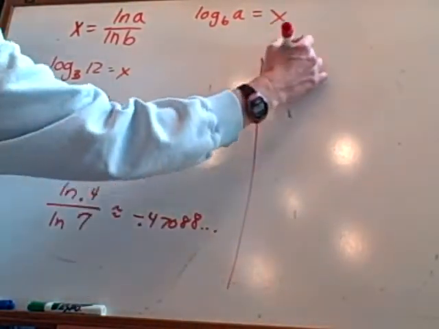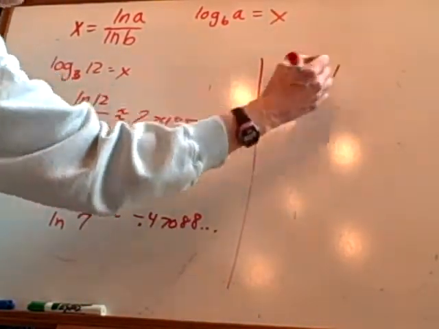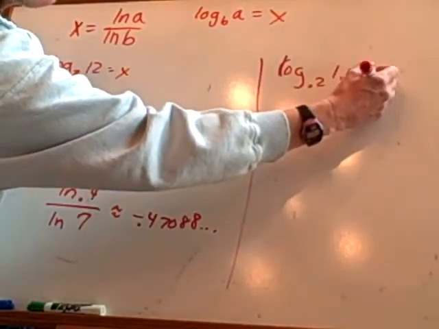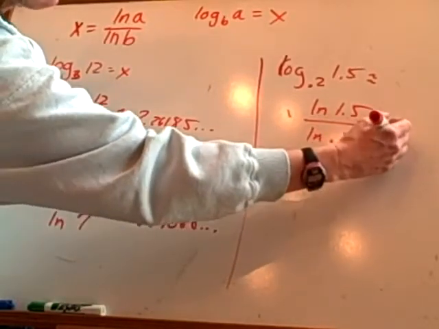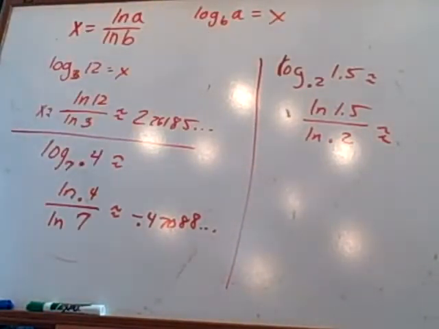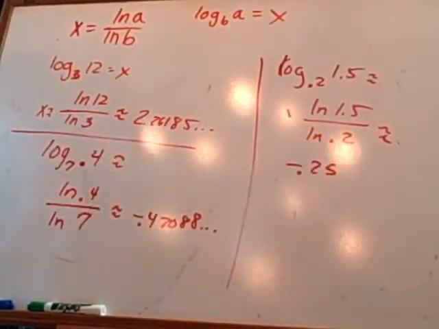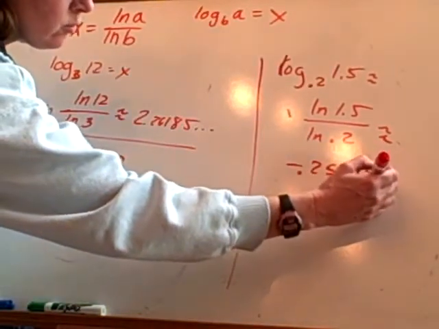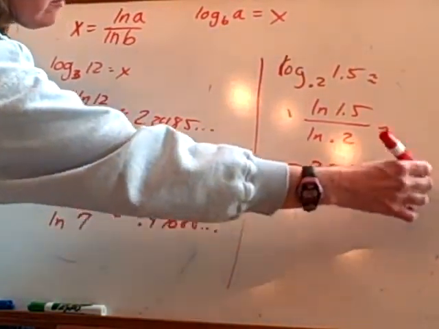And our last one here, log base 0.2 of 1.5 is approximately what? Well, it's going to be the ln of 1.5 over the ln of 0.2. So use your calculator. ln of 1.5 divided by ln of 0.2 is negative 0.2519296 yada yada yada yada yada.